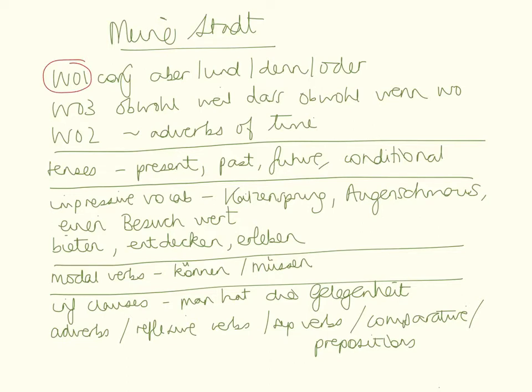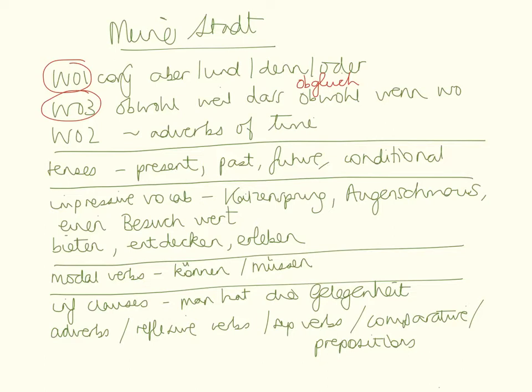The word order 3 we have encountered so far: obwohl, weil, dass, obwohl again, or we could say obgleich, because that means the same thing. Wenn, wo, and we looked at that this week, by kicking the verb to the end. And obviously we need to make sure we use some word order 2, often used with adverbs of time, things like manchmal, im Sommer, things like that.